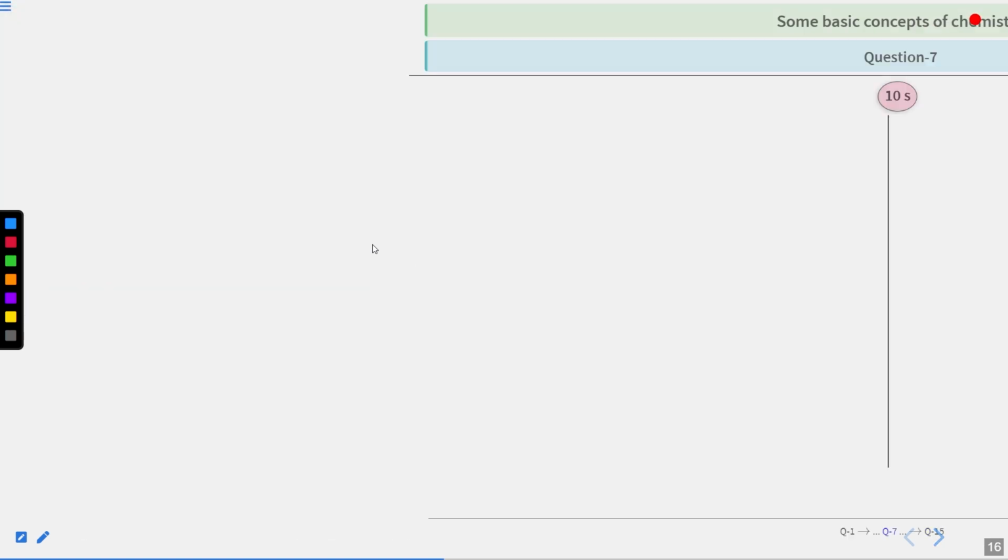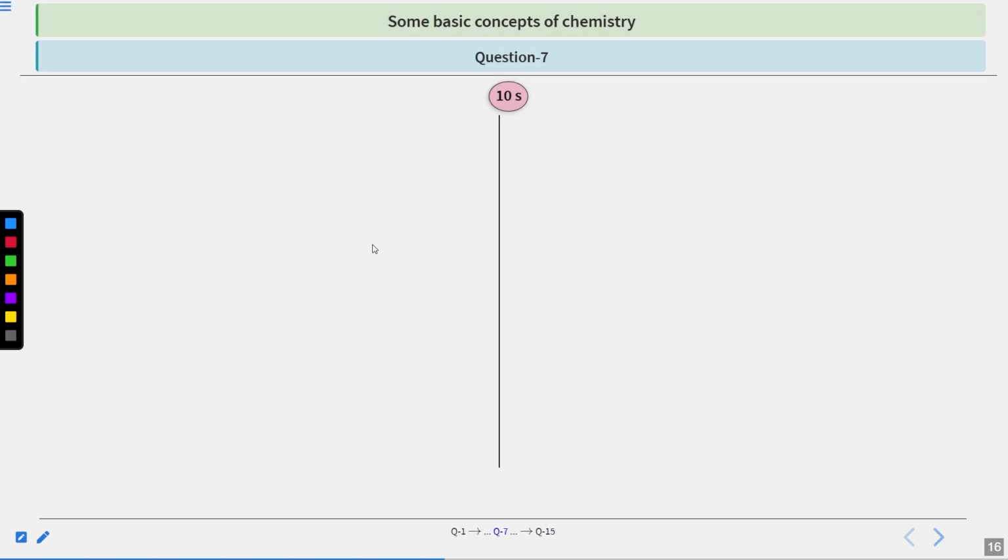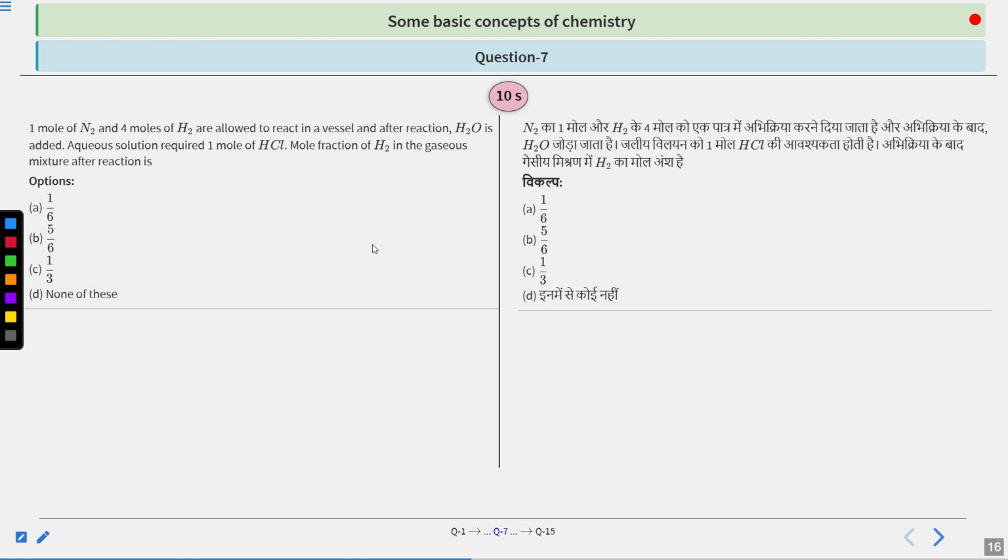Moving on to next question. Question number 7 says that 1 mole of N2 and 4 moles of H2 are allowed to react in a vessel, and after reaction H2O is added. The aqueous solution required 1 mole of HCl. The mole fraction of H2 in the gaseous mixture after reaction is: options are A 1 by 6, B 5 by 6, C 1 by 3, and D none of these.